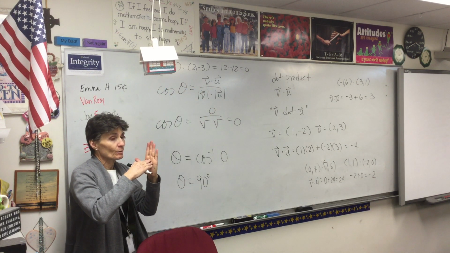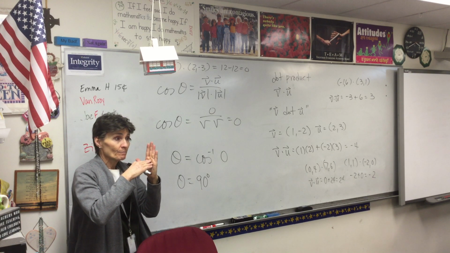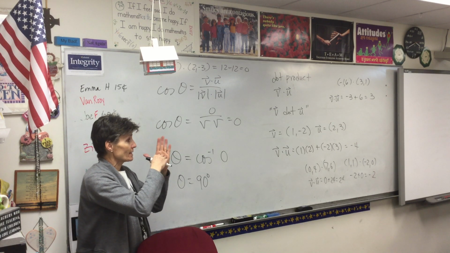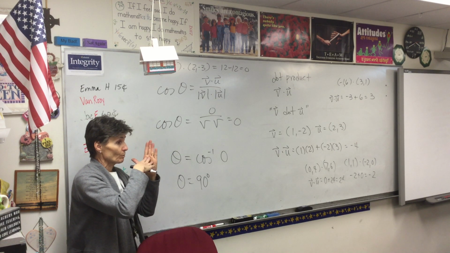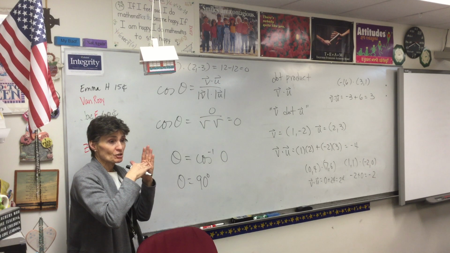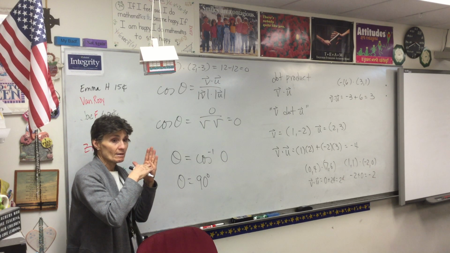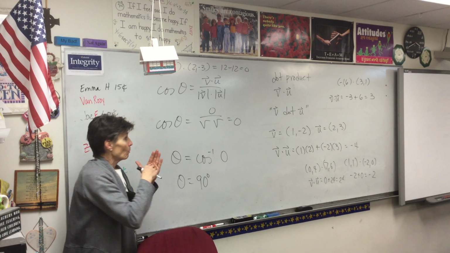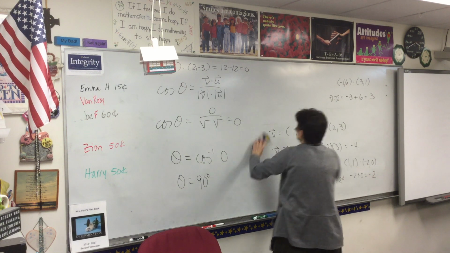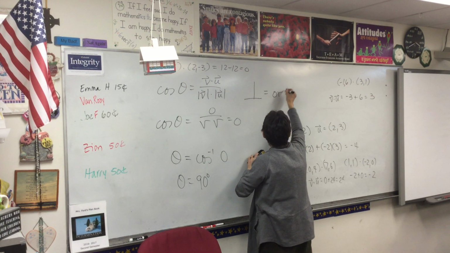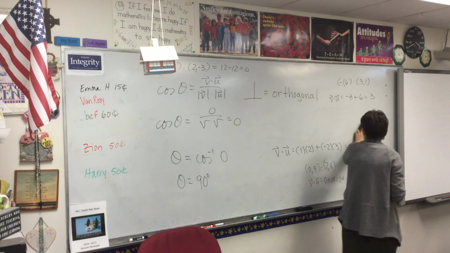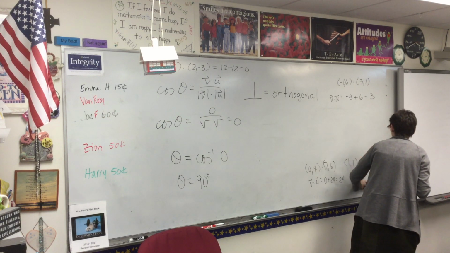If they make a 90-degree angle, they are, what do we call that? A right angle. What do we call that when two lines intersect to make a right angle? We call them what? Perpendicular. So in geometry class, we said these two vectors would be perpendicular to each other, right? Because they form a right angle. Well, new vocabulary word. In vector land, we don't say perpendicular, we say orthogonal. So these two vectors are orthogonal.